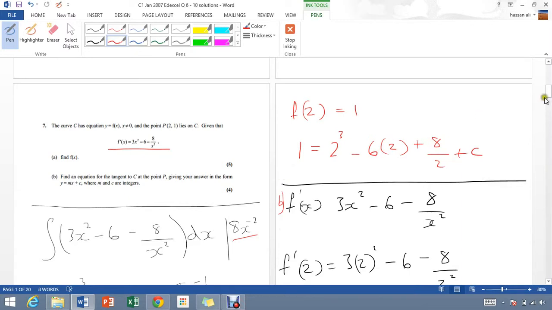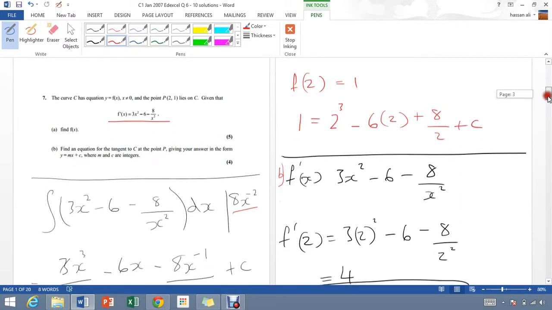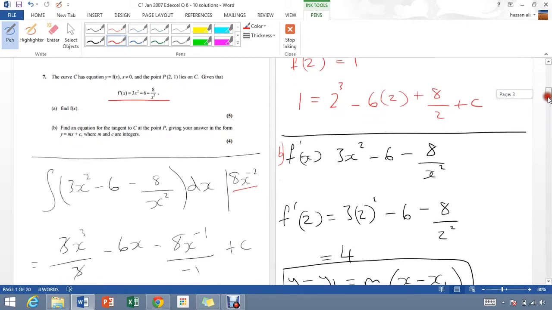Right, going on to part B. It asks you to find an equation in the format y equals mx plus c. Now the first thing you have to realize is that when you're trying to find the gradient, you differentiate, and they're giving you that differentiated equation, which is here. Put your x value in, like I've done here.